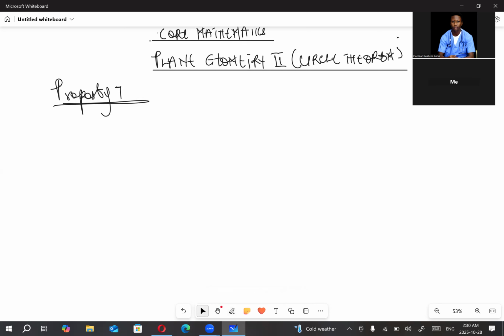For today's session, we will be discussing the rest of the properties, wherever the lesson can take us. So we are looking at property 7. We discussed that in a previous session, and we will be repeating it again.